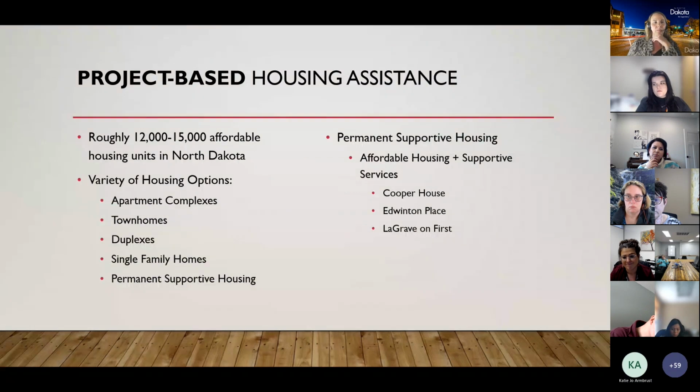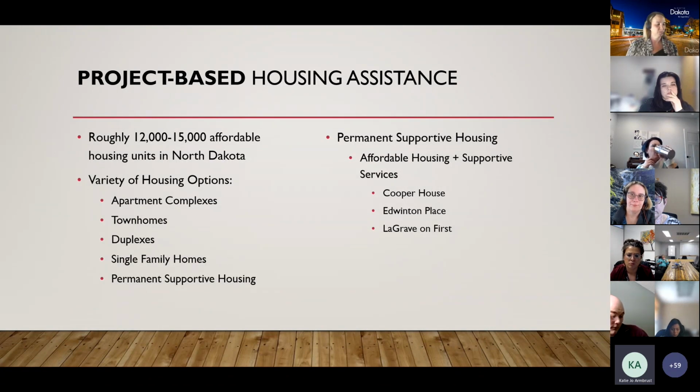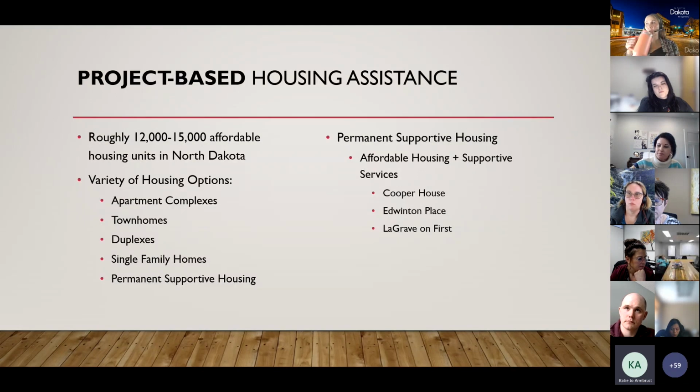So project-based housing is more so related to the units actually having the housing assistance tied to them, rather than the family having choice in where they go and live out in the community. So there are, again, a lot of options there. Similar to the Housing Choice Voucher piece, or any voucher, I should say, you would go to your housing authority to apply for these programs.